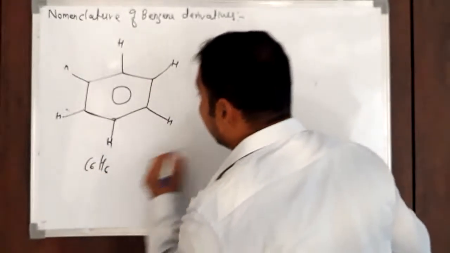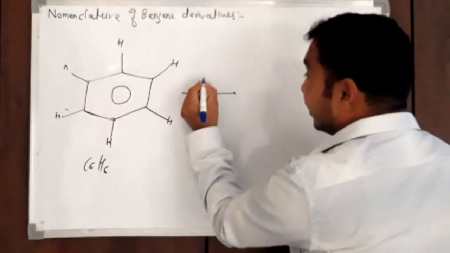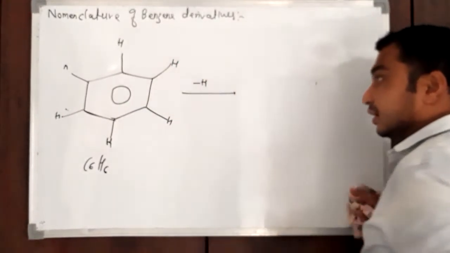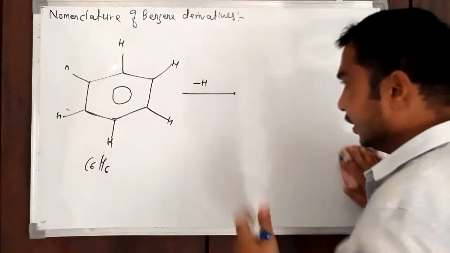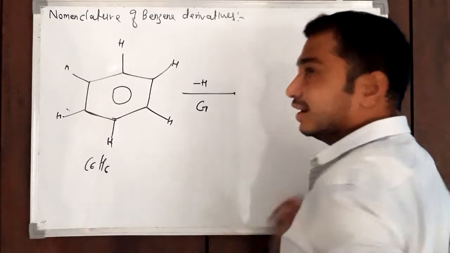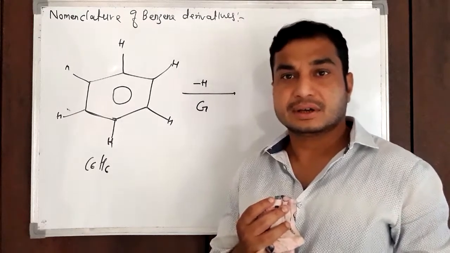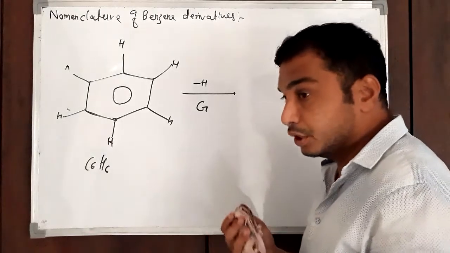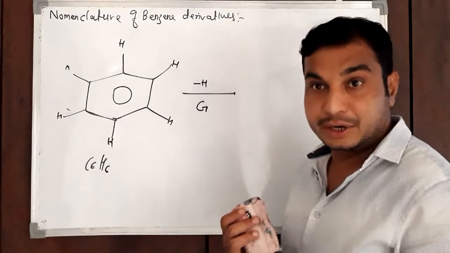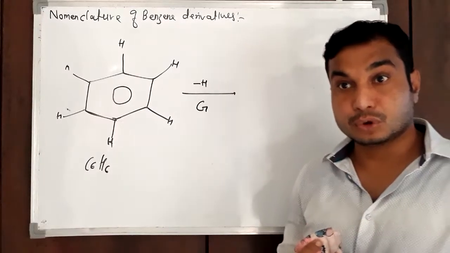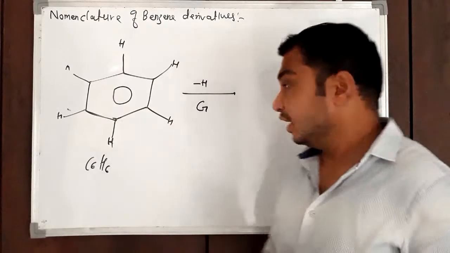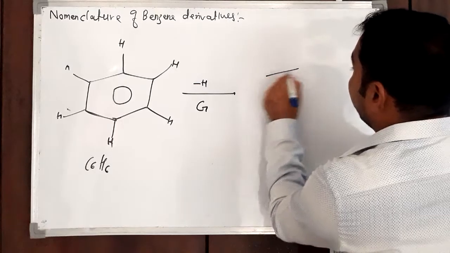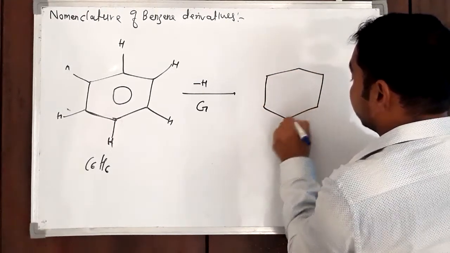There is only hydrogen. Now if we replace one hydrogen atom by any other atom or group of atoms, for example G, where G is any atom or functional group, it may be chlorine, bromine, iodine, nitro group, aldehyde group, keto group, acyl group, anything, any functional group, then we get this type of compound.